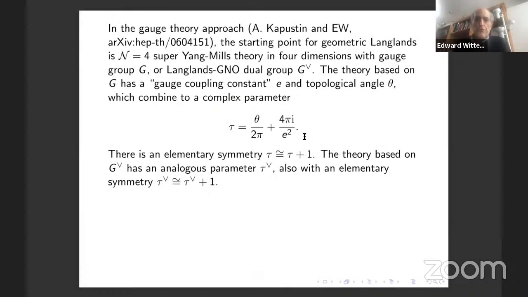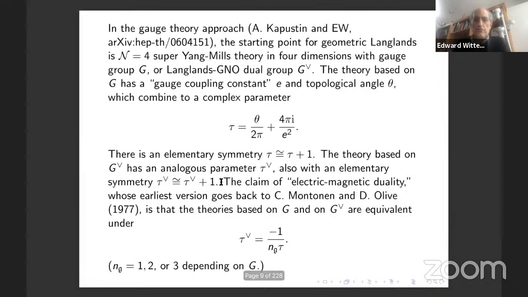There's also a dual theory based on the dual group. It has an analogous dual parameter, also with an elementary symmetry. But the duality that leads to geometric Langlands is a non-elementary symmetry. The assertion is that the theories based on a group and the dual group are equivalent under this change of variables that inverts the coupling constant, where n sub G is 1 for simply laced G and otherwise is 2 or 3.